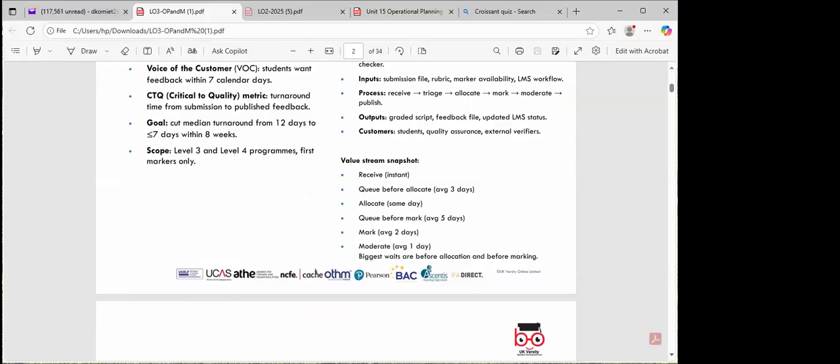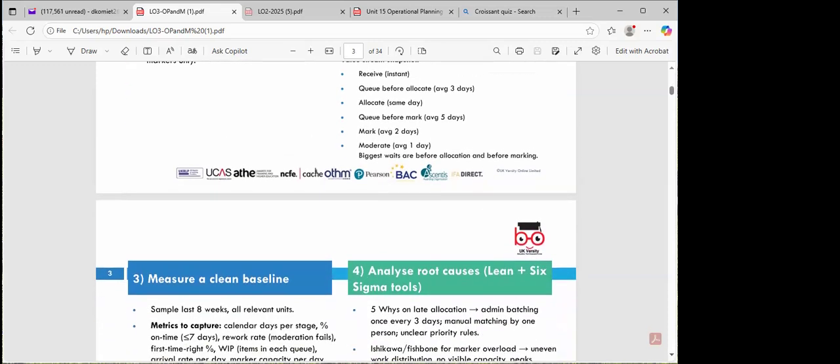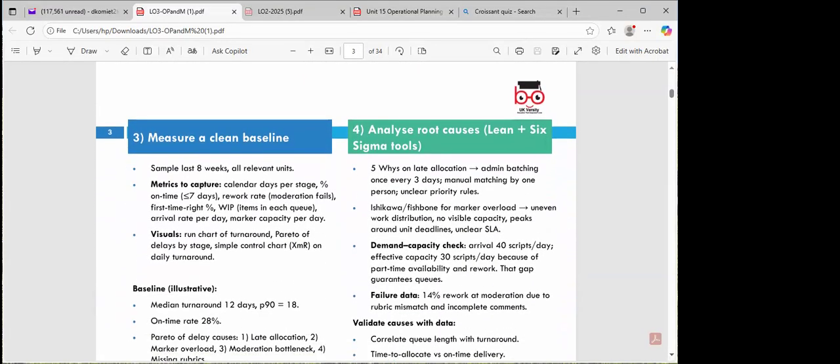Then a value stream snapshot: whether to receive instantly, to queue before allocate, same day queue before mark. So today's lecture, we're going to look at various quality management tools to enhance quality. Okay, very important.